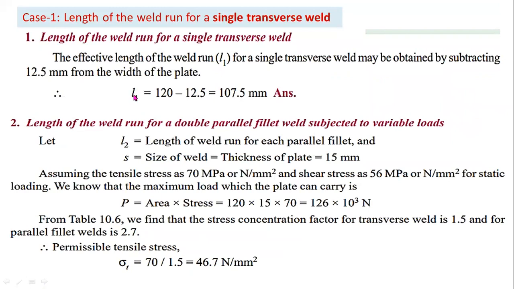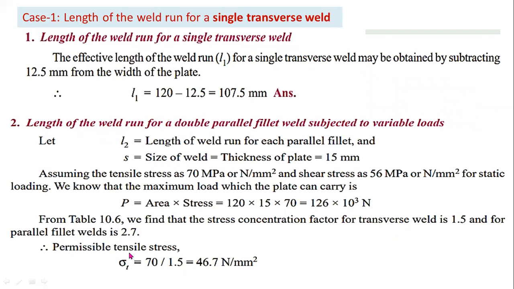Here L1 is the length of the transverse weld, L2 is the length of the parallel fillet weld. Okay, already we know the formula for tensile strength, P equal to area into stress. From this value P equal to 126 into 10 power 3 newtons. 120 is the width of the plate. So from table, the stress concentration for transverse weld is 1.5, for double parallel fillet is 2.7.